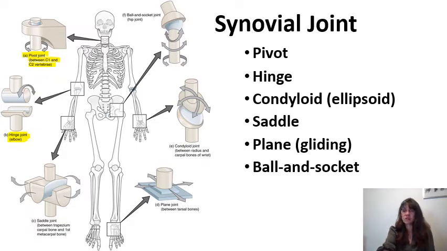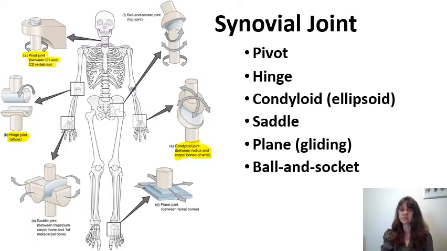Condyloid joints, also known as ellipsoid joints, and yes, you should know both terms, are often found between the metacarpophalangeal joints that make up your knuckles. A good example of an ellipsoid or condyloid joint is also found at the distal radius, where it forms a joint with scaphoid. That is what this particular picture shows, between radius and the carpal bones of the wrist. The radius mostly articulates with scaphoid.